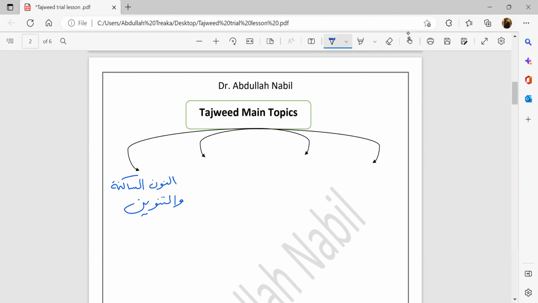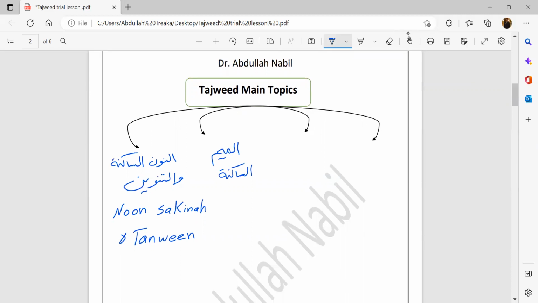The second one is نون ساكنة and تنوين. The second one is أحكام الميم الساكنة. Meme that have سكون, no movement on it. We're gonna talk about that in the upcoming lesson. This is meme ساكنة.